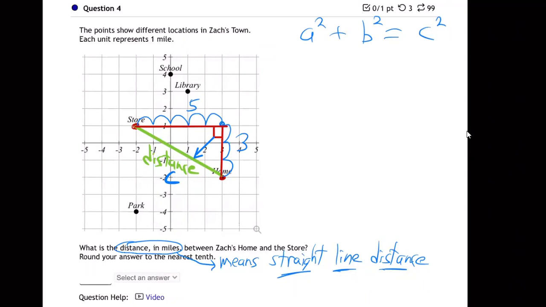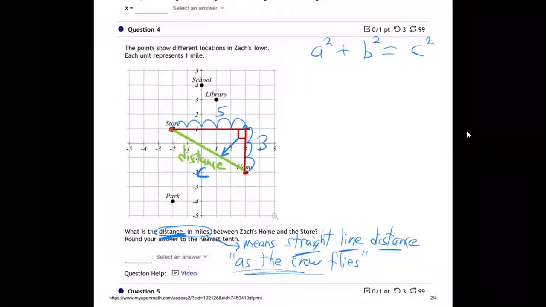Again, I want to make sure the distance idea is clear. Distance means straight line. Or have you heard people say, as the crow flies? I don't know why we always use a crow. All kinds of birds fly. But anyway, people say, as the crow flies, meaning straight line distance. Whenever we refer to the distance between two things, we mean, like if you were to fly in a straight line. So that's what we're trying to find, C, the distance.